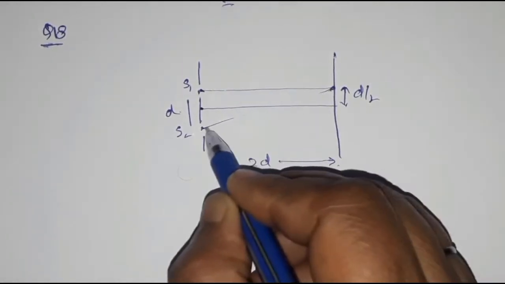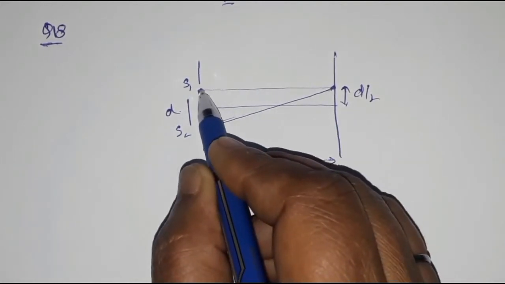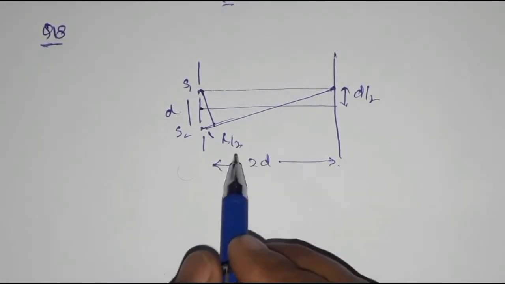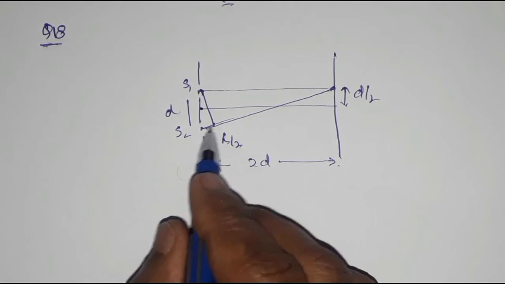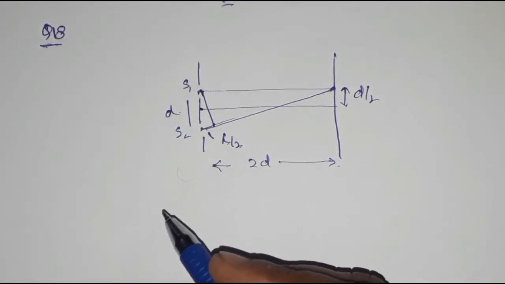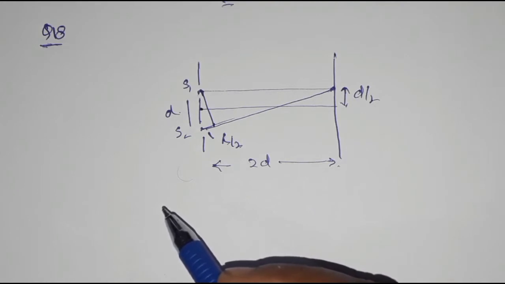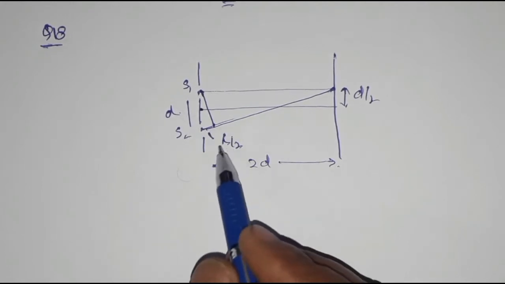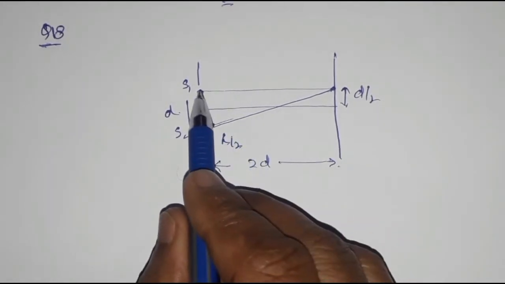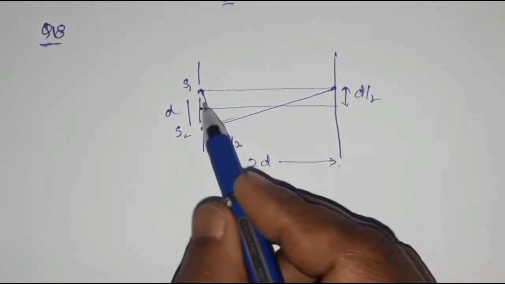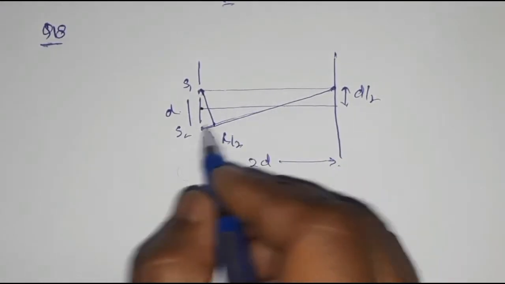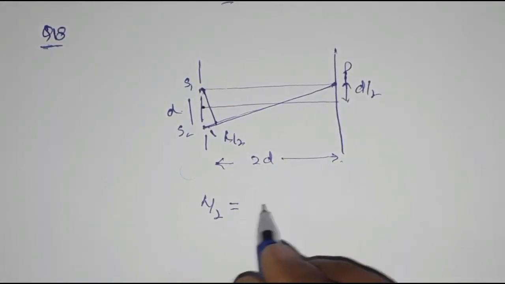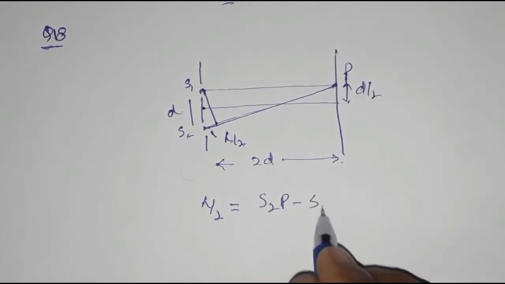If this is the first minima, that means this path difference is lambda by 2. From here we have to find the slit separation in terms of wavelength lambda, that is, the value of d in terms of lambda. Then we can say the path difference here, this is 2d, and let this point be p. So path difference lambda by 2 is equal to S2p minus S1p.